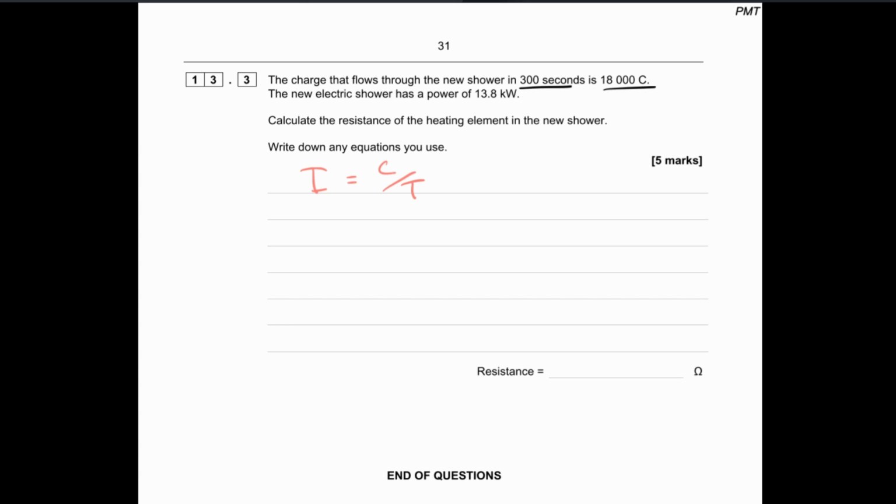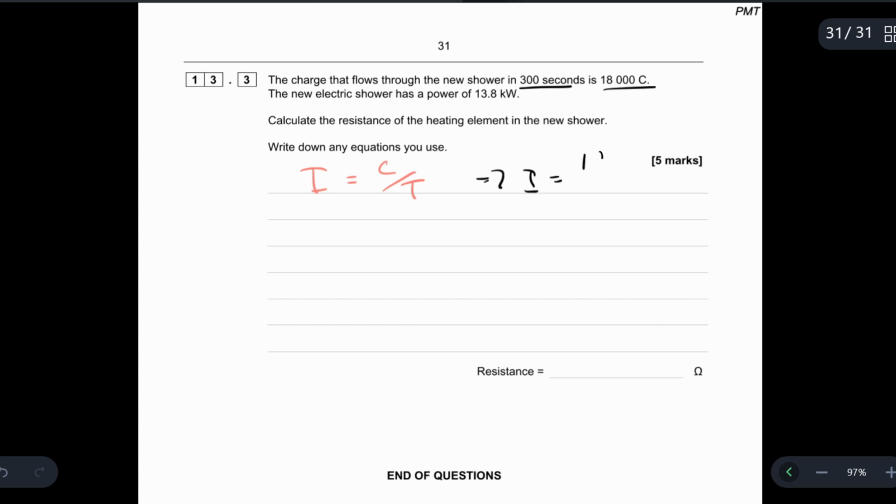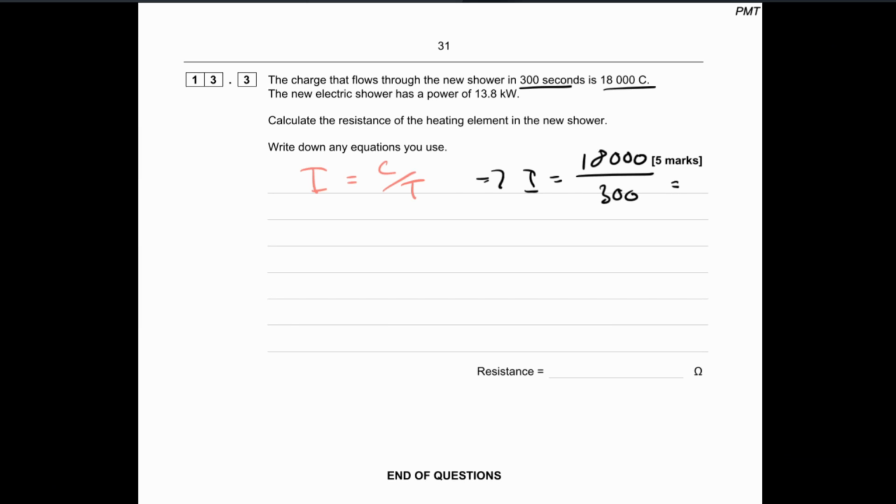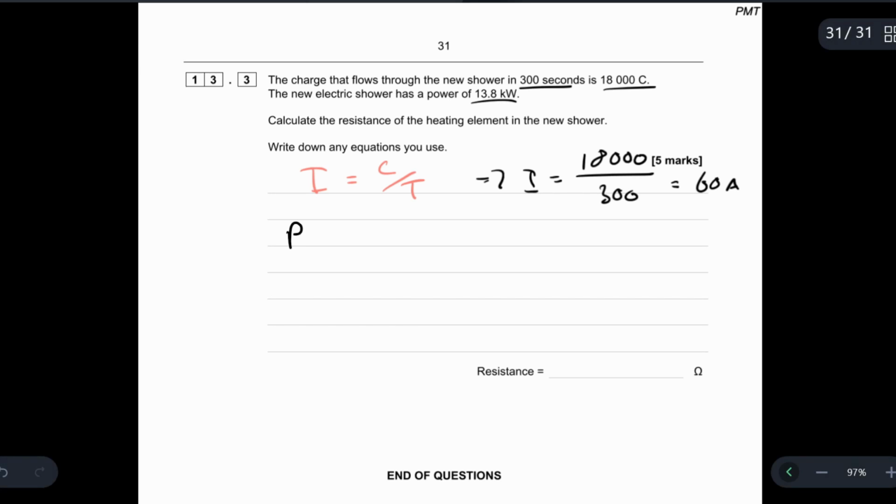And so we can easily work out the current. That's going to be our first step here. So the current is going to be equal to 18,000 divided by 300 seconds. And when you put that into your calculator, you should get 60. So you get a current of 60 amps flowing through our electric shower. And we know that the power of the electric shower was 13.8 kilowatts. And now we can come to our equation for power. Power equals current times voltage.